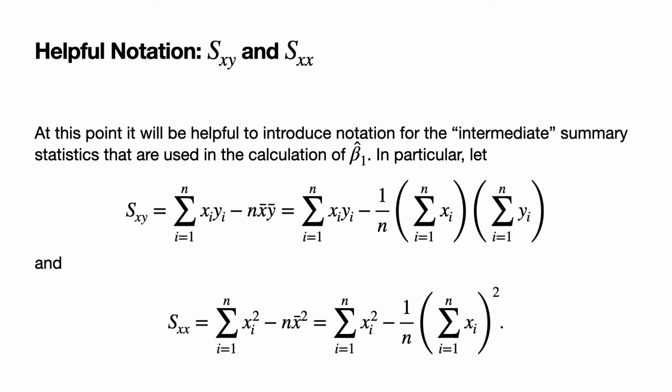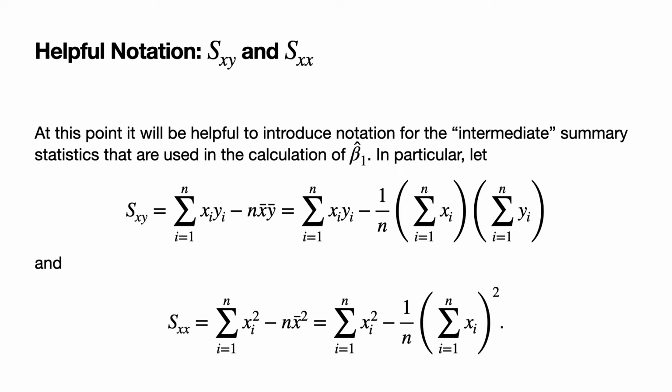Now at this point, it will be helpful to introduce notation for what we might call the intermediate summary statistics that are used in the calculation of beta 1 hat. In particular, let's let S sub xy be the expression in the numerator for beta 1 hat. And so we can see here that S sub xy is defined to be the sum, i going from 1 to n, of the products x times y minus n times x bar times y bar.